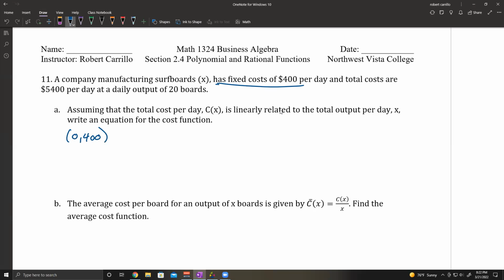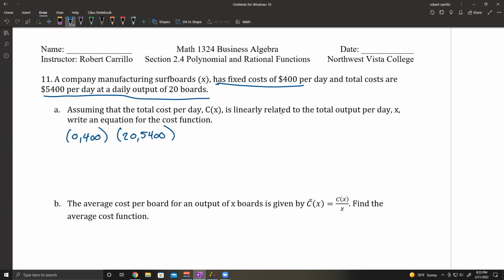All right. The next point given says total costs are $5,400 per day at an output of 20 boards. So this is cost, right? If we create 20 boards, we are going to end up paying $5,400 per day. Okay. So there are the 2 points it's giving us.